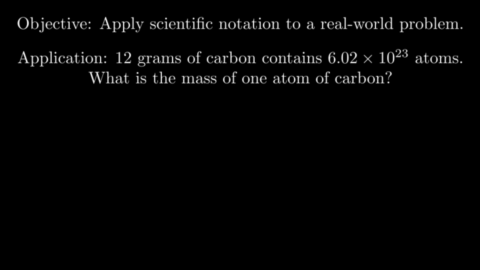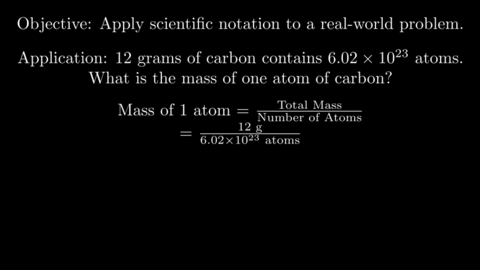Here's our problem. We know that 12 grams of carbon contain approximately 6.02 times 10 to the 23rd atoms. This large number is known as Avogadro's number. We want to find the mass of a single carbon atom. To find the mass of one atom, we need to divide the total mass by the total number of atoms. This is a division problem. So we set up our calculation. 12 grams divided by 6.02 times 10 to the 23rd.